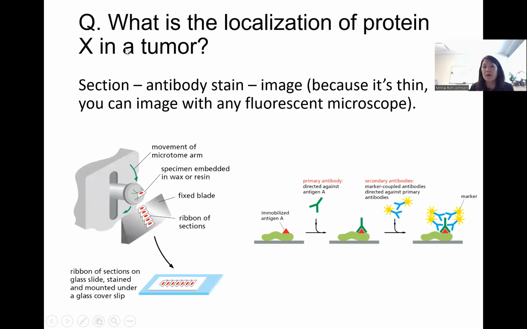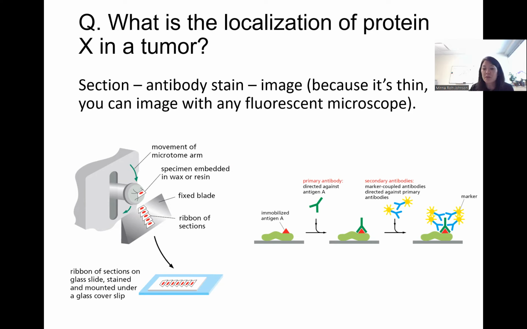You might say, okay, what I'll do is first I'm going to section the tumor because I want the sections to be nice and thin. And if I have an antibody against my protein X of interest, I'm going to use my antibody to detect where it is in that tumor section, and then I'll know where it's localized. And because the tumor sections are pretty thin, I can basically use any fluorescent microscope because I'm not worried about the thickness of the sample.